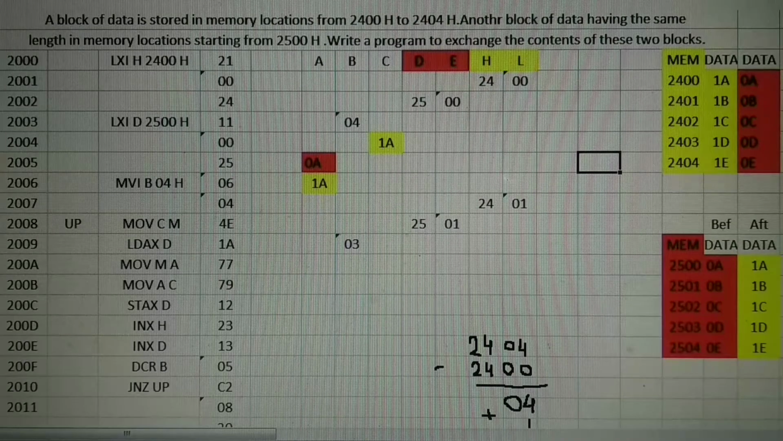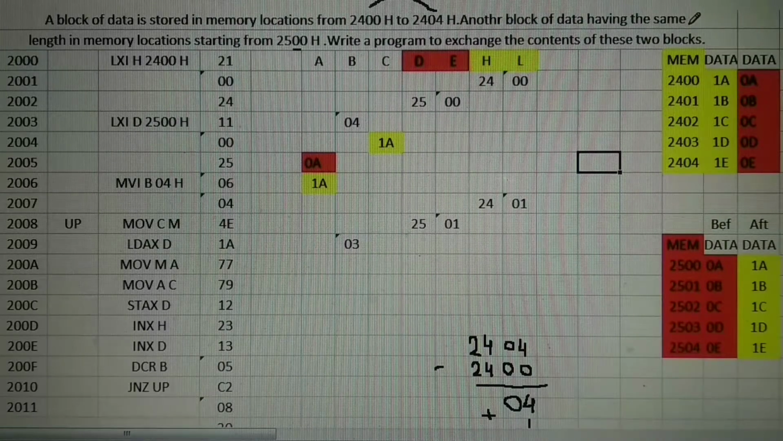A block of data is stored in memory location from 2400 to 2404. Another block of data having the same length is in memory location starting from 2500. Write a program to exchange the contents of these two blocks.